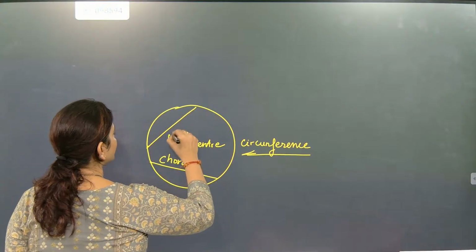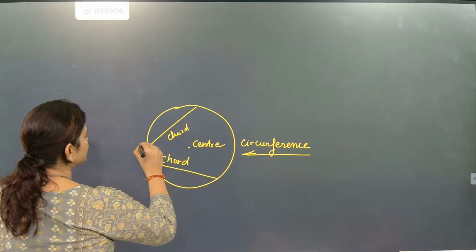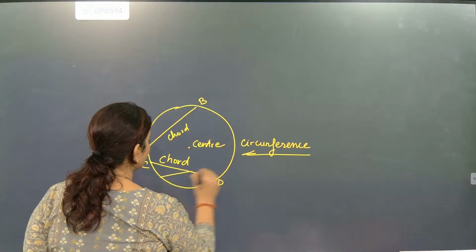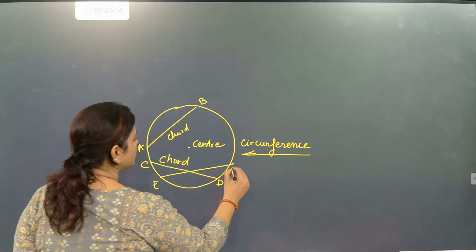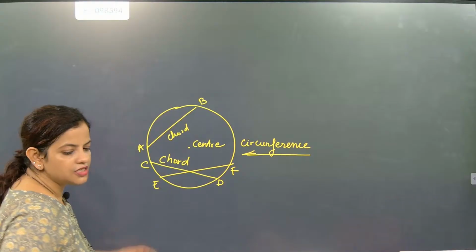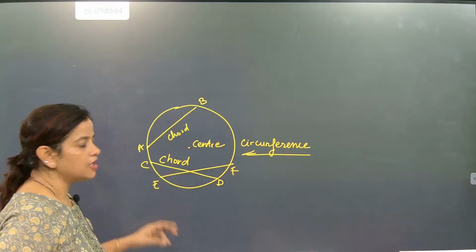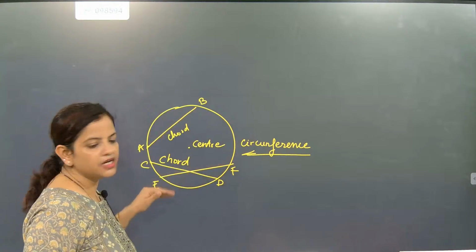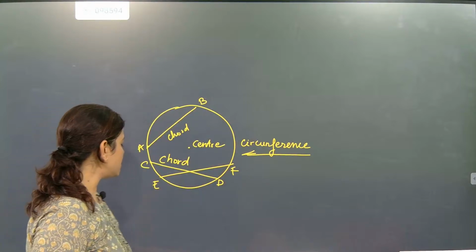This is also one chord, and a chord will always be like AB or CD. You can draw like this also, and you are going to call it a chord. Got it? So these are considered as what, beta? Chords. So this is the center of the circle, this is the circumference, and these parts will be considered as chords. Got it? So now the next part.